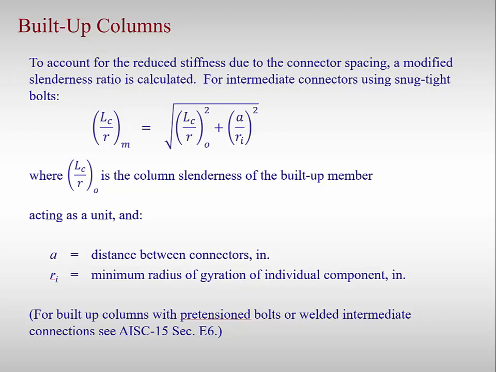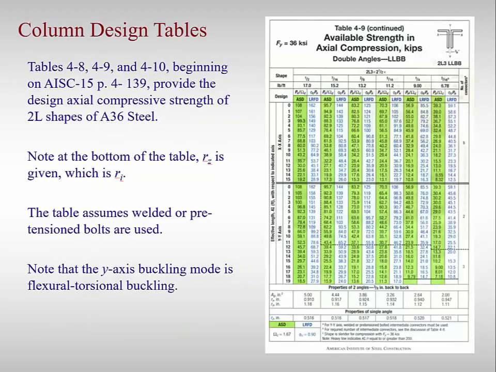The equation shown is used when snug tight fasteners or bolts are used. When pre-tensioned bolts or welded connections are used, there is less slippage between the shapes and a higher buckling capacity is obtained. The modified slenderness ratio in this case is given by equation E6-2a or E6-2b. Fortunately, column design tables are provided for double angles with intermediate connectors.